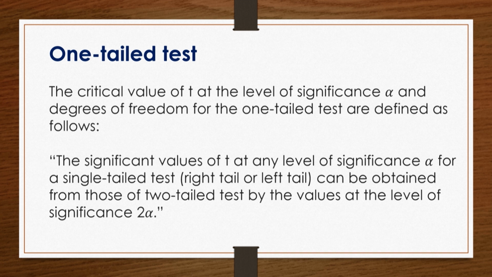The critical value of t at the level of significance alpha and degrees of freedom for the one-tailed test is defined as follows. The significant value of t at any level of significance alpha for a single-tailed test, it may be either right-tailed or left-tailed, can be obtained from those of two-tailed test by the values at the level of significance 2 alpha.